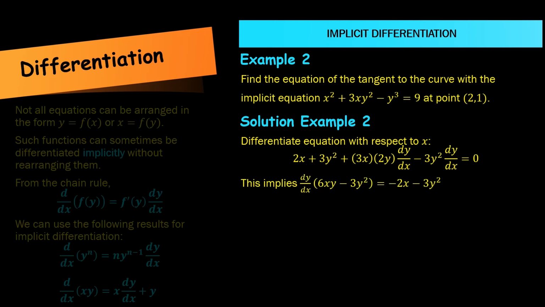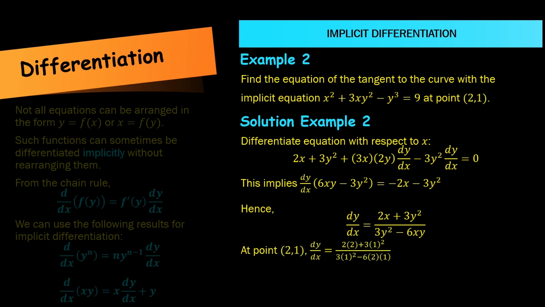And so if we tidy up and factorize, we have dy dx times 6xy minus 3y squared equals minus 2x minus 3y squared. And therefore, dy dx equals 2x plus 3y squared all over 3y squared minus 6xy. Now at point 2, 1, dy dx equals minus 7 over 9. We've simply plugged in the value x equals 2 and y equals 1 into the equation for dy dx.